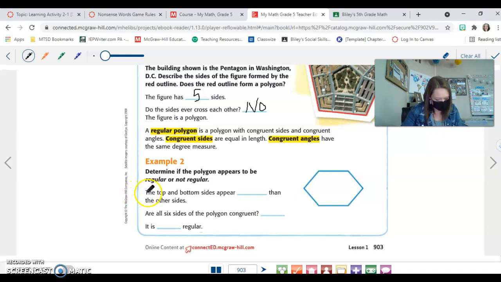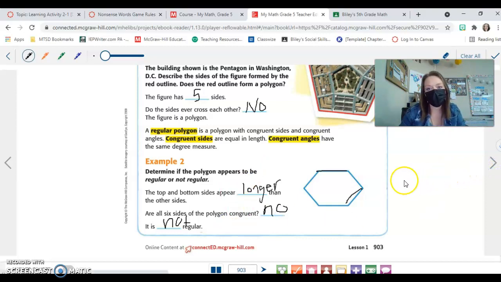First we're going to look at the top and the bottom. The top and the bottom sides appear to be longer than the other sides. If we were to compare this line to this line down here, they do appear to be longer. There are 6 sides on this shape. Are they congruent? No, they are not all the same. So it is, in fact, not a regular polygon. Because remember, a regular polygon has all the same length and size. Let's go to our next example.